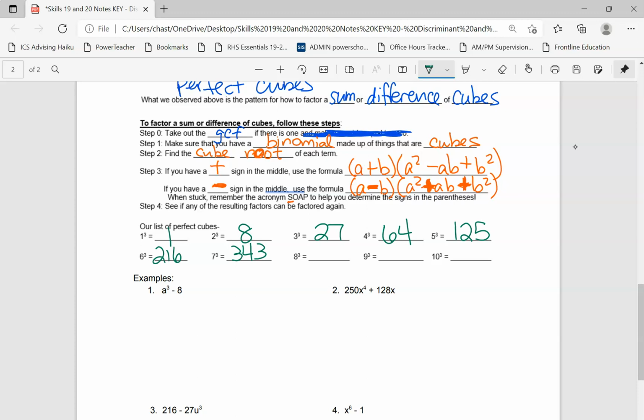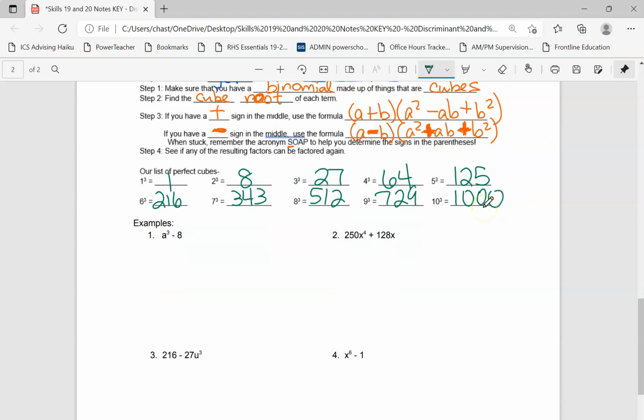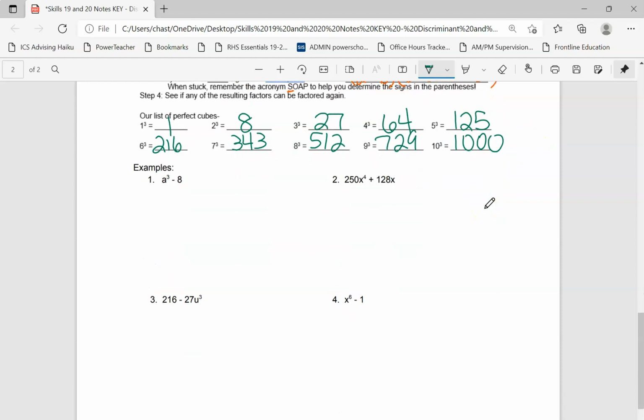8 cubed is 512. 9 cubed, 9 to the third is 729. And 10 cubed is 1,000. If you know those numbers, you will be able to do all of what we are doing, because honestly, those are the numbers we'll stick with using.